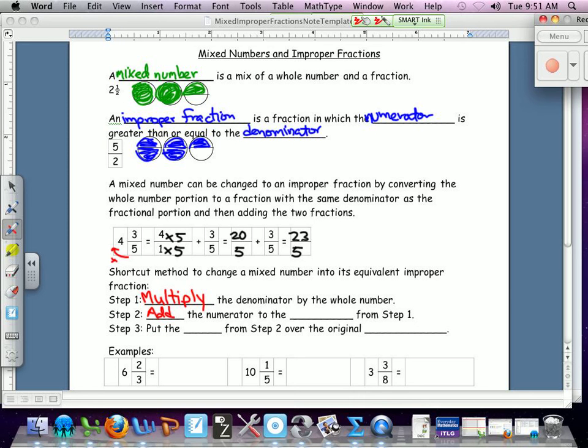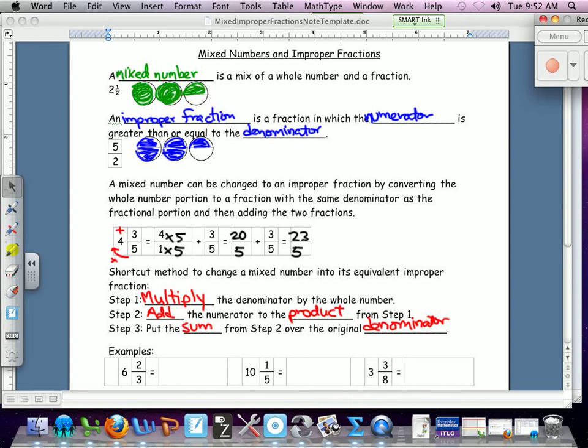Step 2 is going to be to add the numerator of the fraction to the product from step 1. So I know that 5 times 4 gave me 20 pieces, and I still had 3 pieces from my original number. So now I have 23 pieces. And then put the sum from that step 2 over the original denominator, because you have to indicate what size pieces we're talking about.